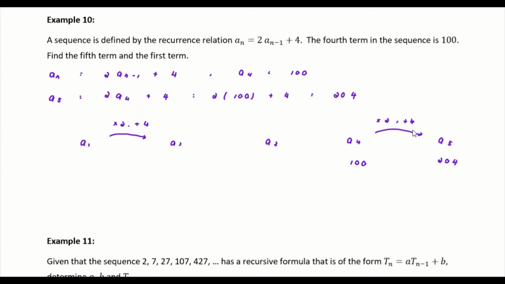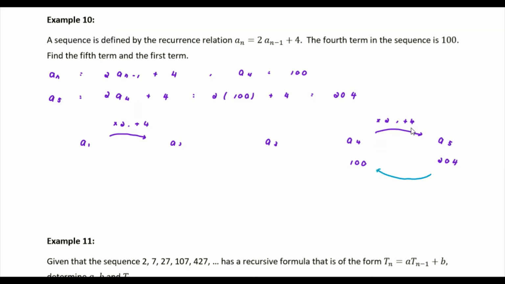Now what you need to do here is imagine what happens when you try to do everything in the reverse direction. So when we look at this part, how can we get 100 from 204?